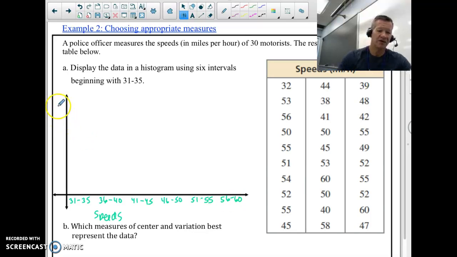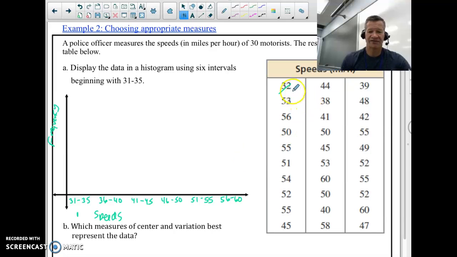Now, over here will be the frequency. It'll be the number of drivers that were clocked at each speed. So frequency. Now we don't know what to put for a scale there yet because I don't know how many there are. Now there's 2 ways to do this. One, you can just start ticking off all the numbers that were between 31 and 35. So let's see here. I've got 1. So there's only one of those. I'm just going to put that down here real quick. There's going to be one of those.